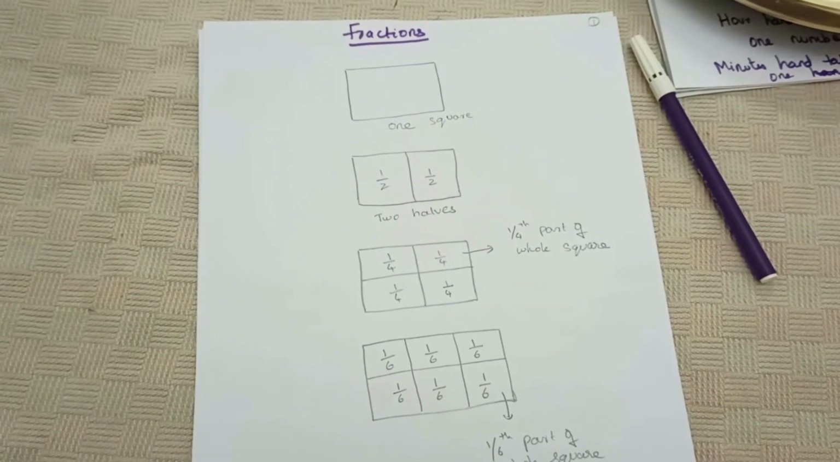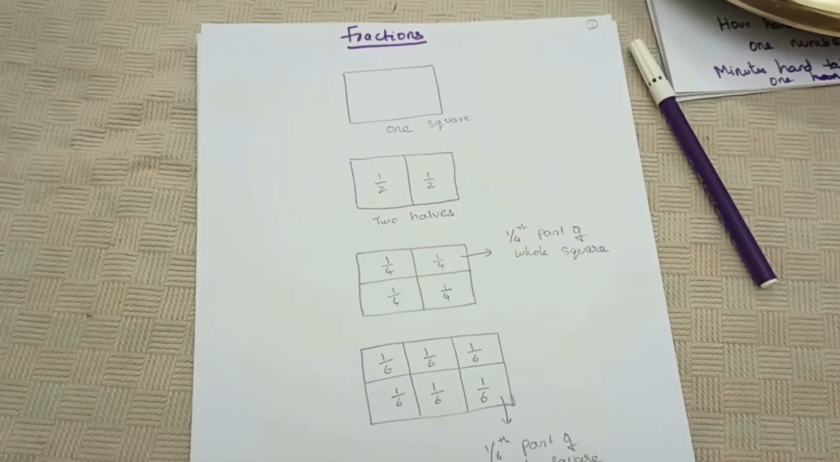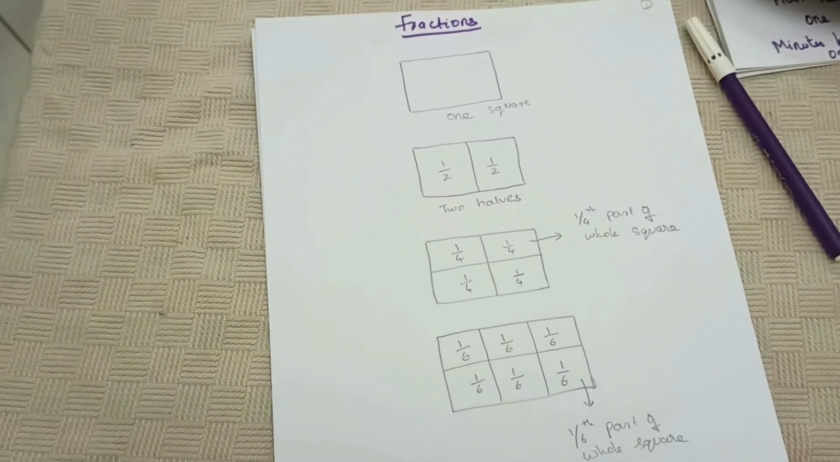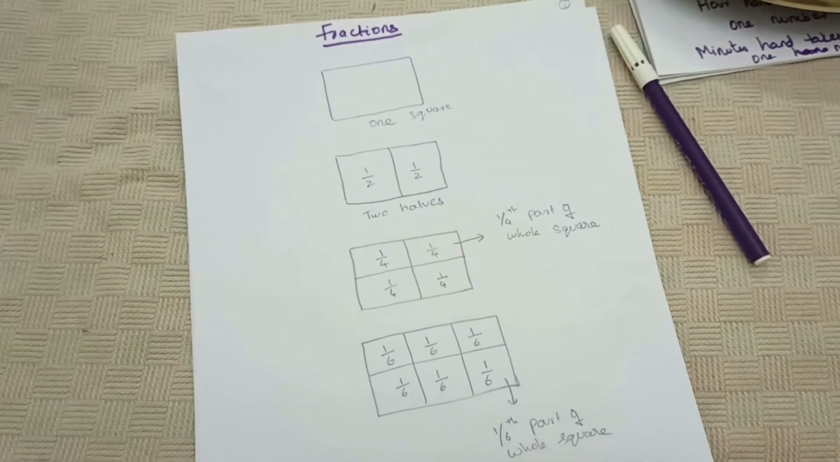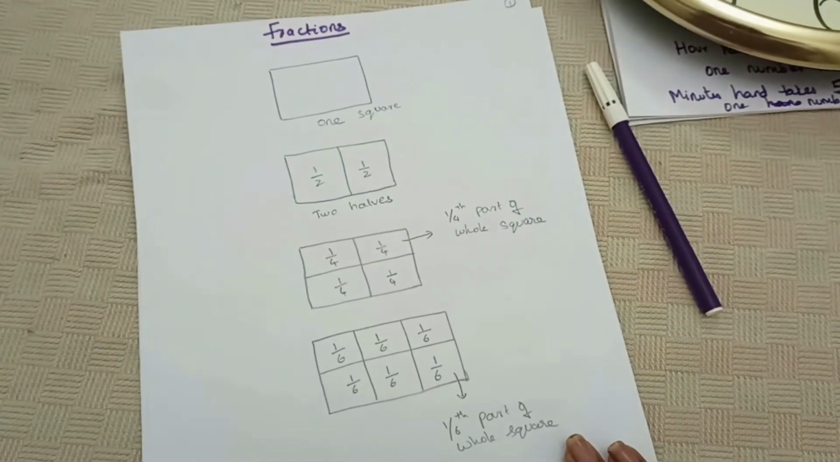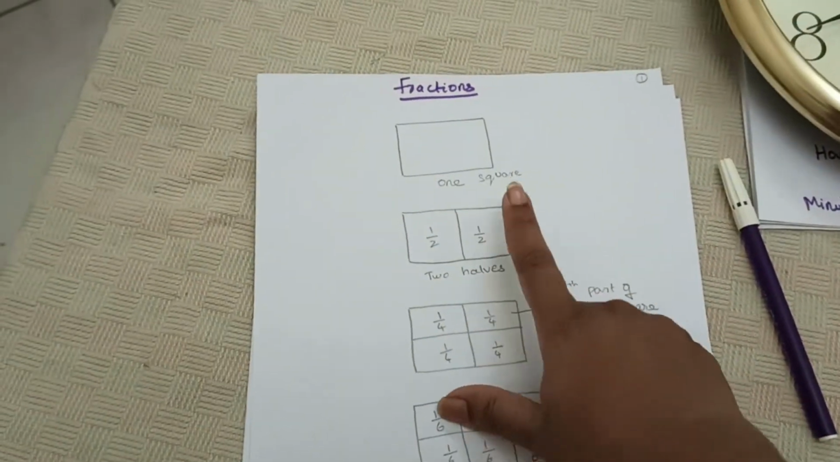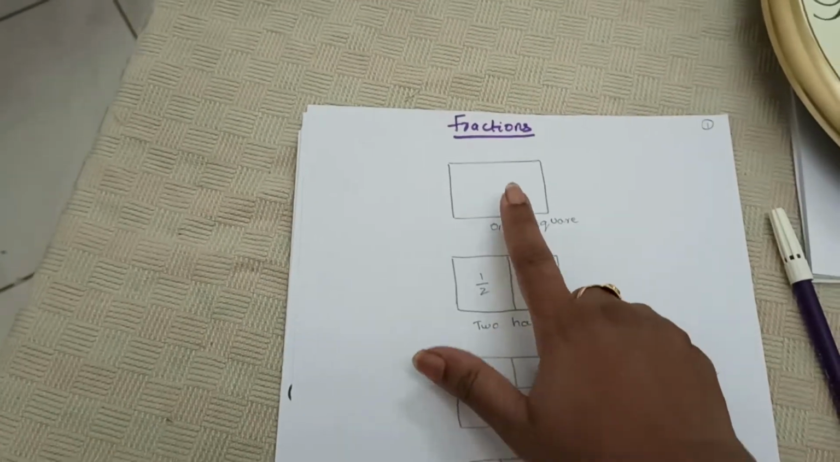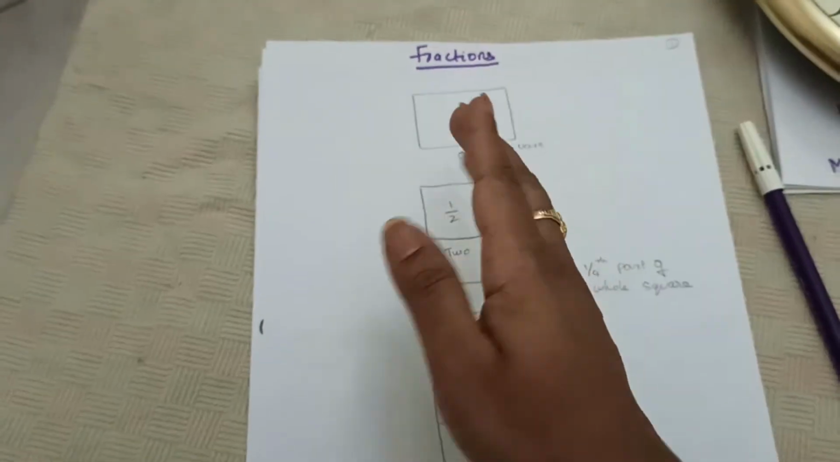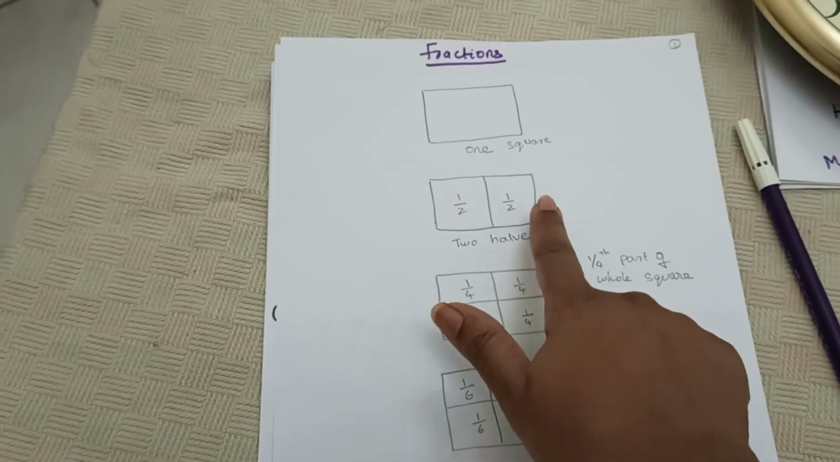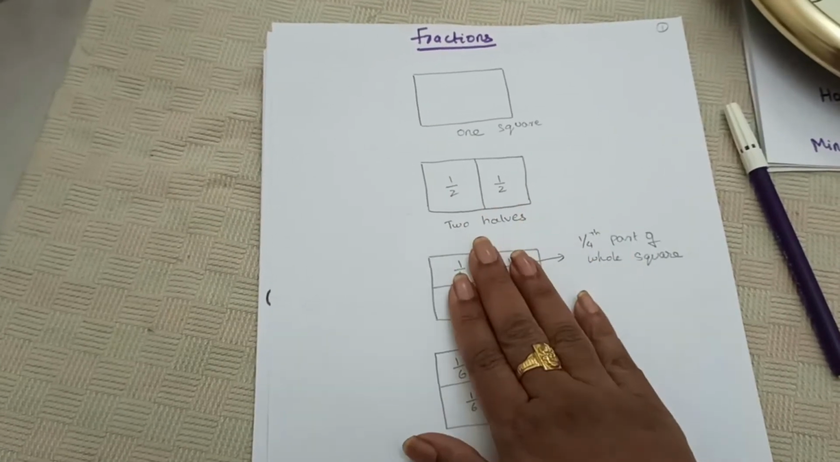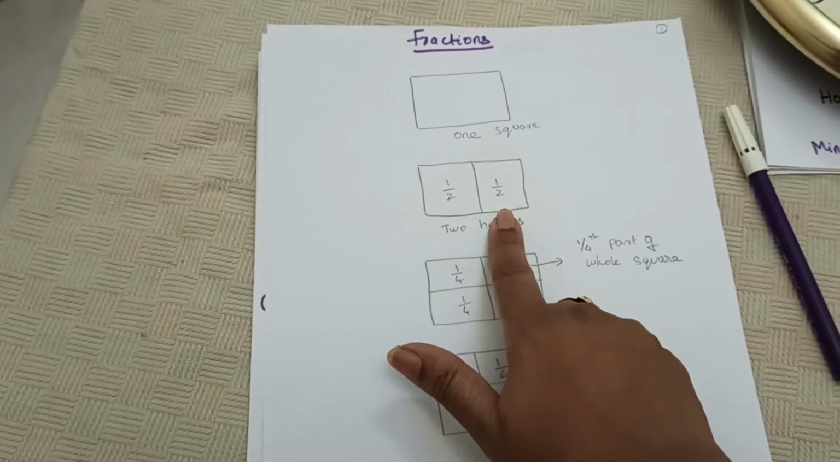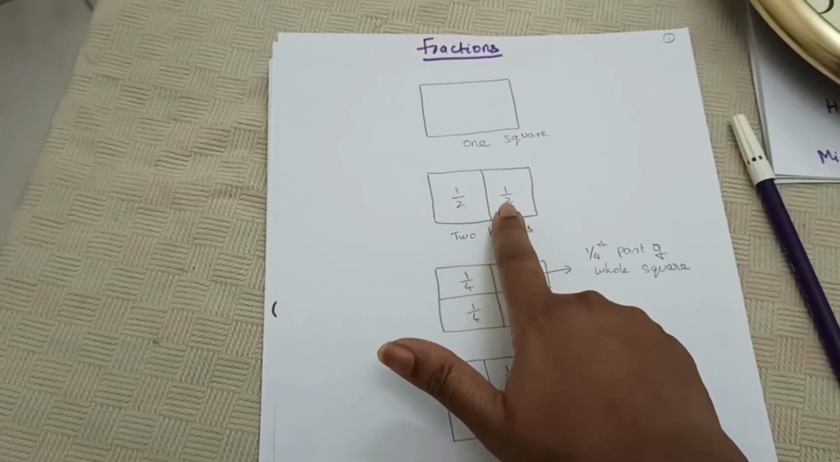In this session, we'll discuss fractions. I'll start with a basic explanation with one simple example. This is 1 square. If we divide it into 2, it will be 1 by 2 and 1 by 2. And we use the terminology 2 halves. That is 1 by 2 and 1 by 2.